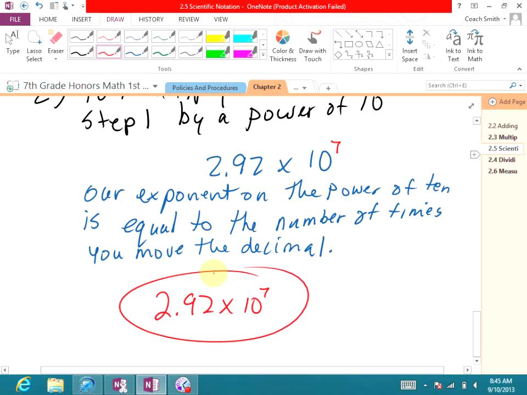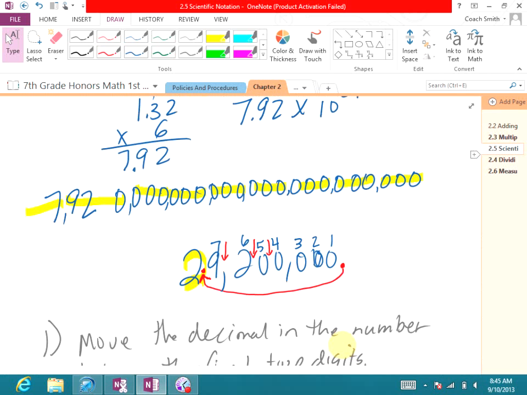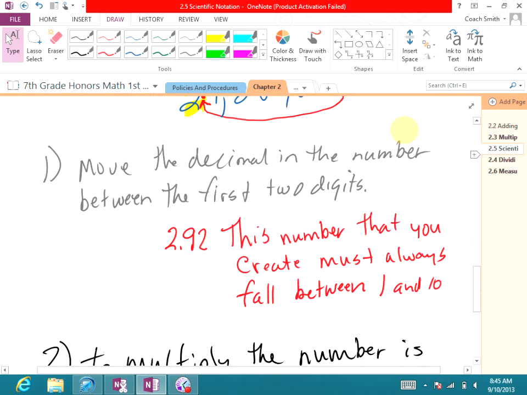Okay? And that's going from standard form to scientific notation. How I got to 7 was how many digits that I moved the decimal. I moved it once, twice, 3 times, 4 times, 5 times, 6 times, 7 times. Okay? All right, let's do another one without all the writing.